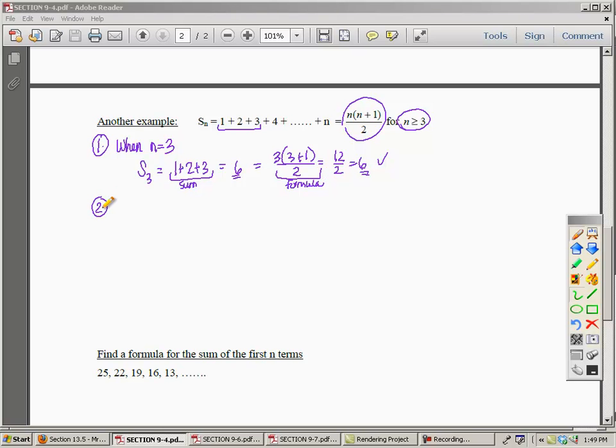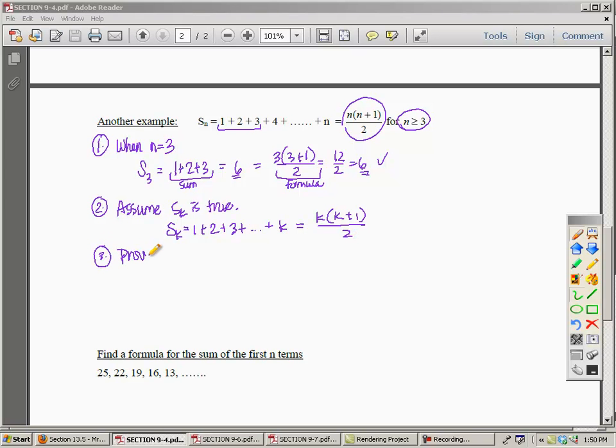Okay, 2, you have to use the words assume that S of k is true. And we want to say what is S of k. S of k just means replace the original with k's instead of n's. Okay, so 1 plus 2 plus 3 plus all the way up to k should equal k times k plus 1 all over 2. Okay, third thing.